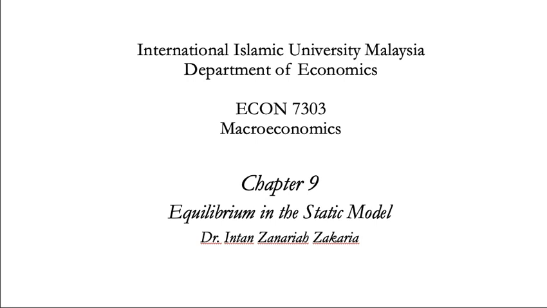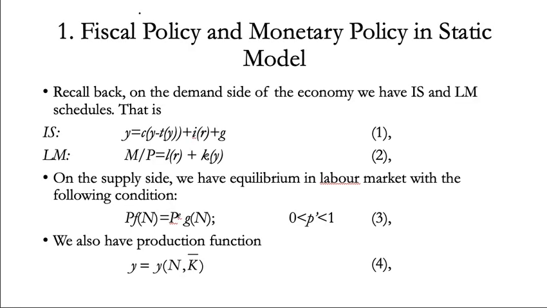But first, let's look at the revision. I'm sure all of you have seen expressions 1 until 4, and these expressions can be divided into two sides of the economy. The first one is the demand side of the economy, and the second one, which is expressions 3 and 4, is the supply side of the economy. On the demand side of the economy, we have the IS and LM schedules. IS is referring to expression 1. LM is referring to expression 2.